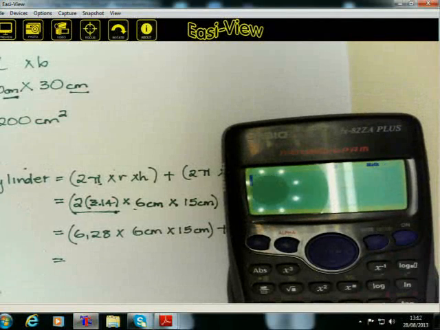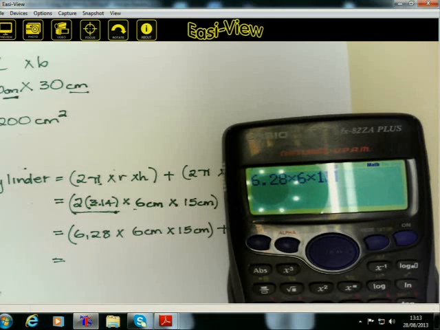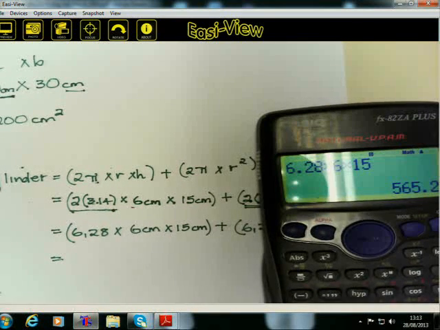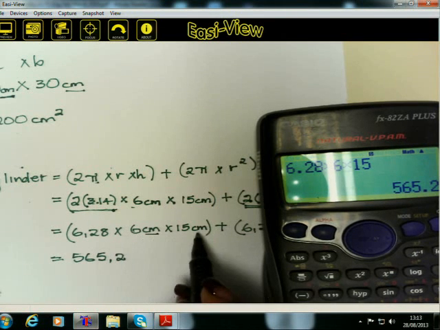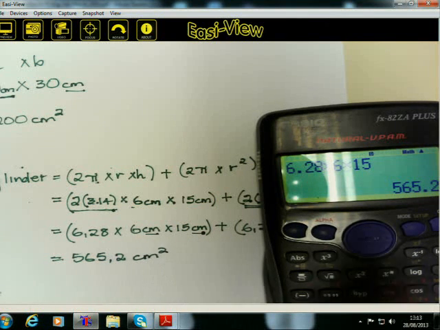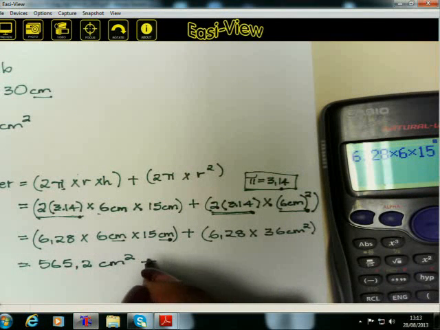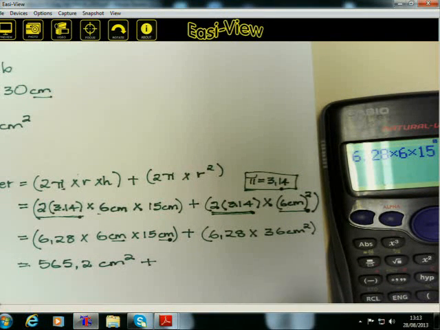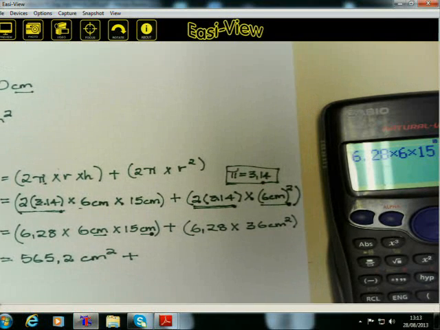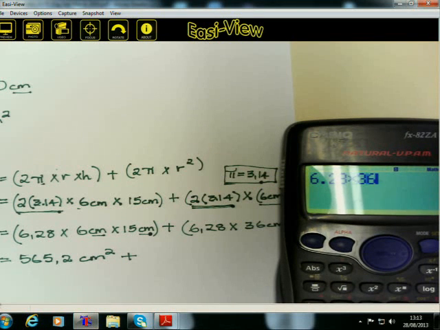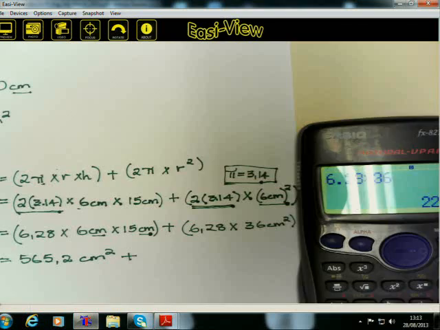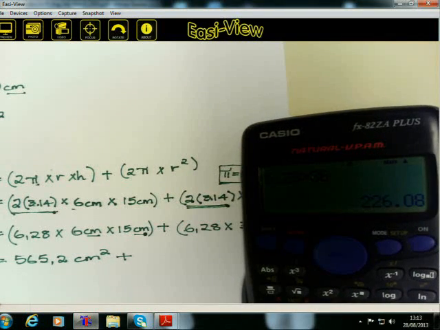Starting with the first bracket, we have 6,28. We will multiply that by 6, multiply by 15, and our answer is 565,2. Remember, we have centimeters and centimeters, which we must also multiply, and they will give us square centimeters. Fortunately, in this question, our units are all the same, so we don't have to worry about that. Let's move on to the second bracket. We have to multiply 6,28 with 36, and that gives us 226,08.